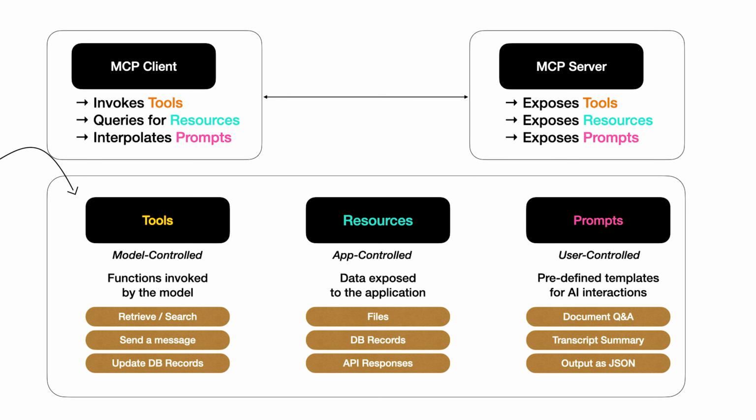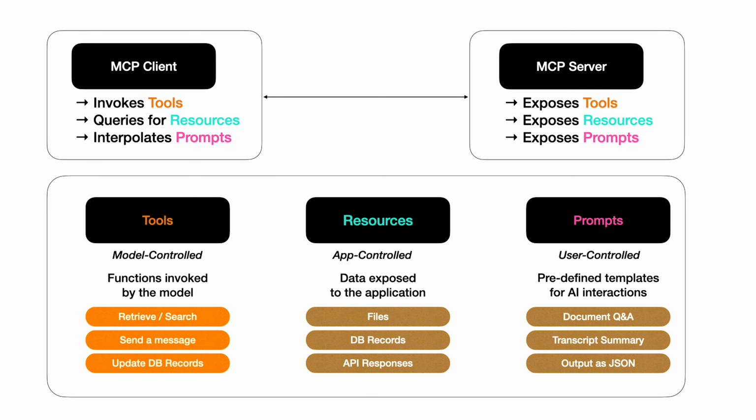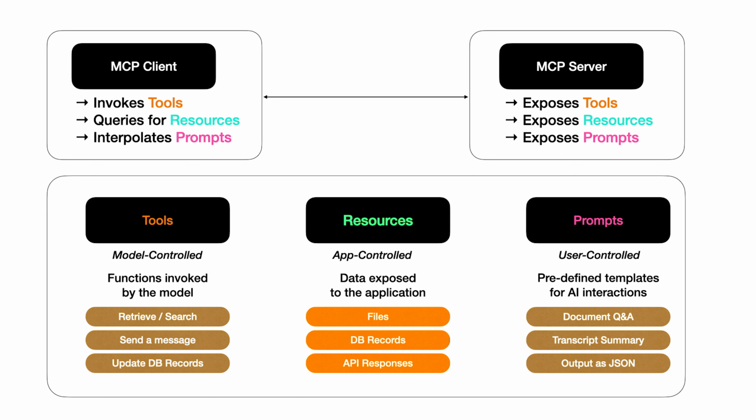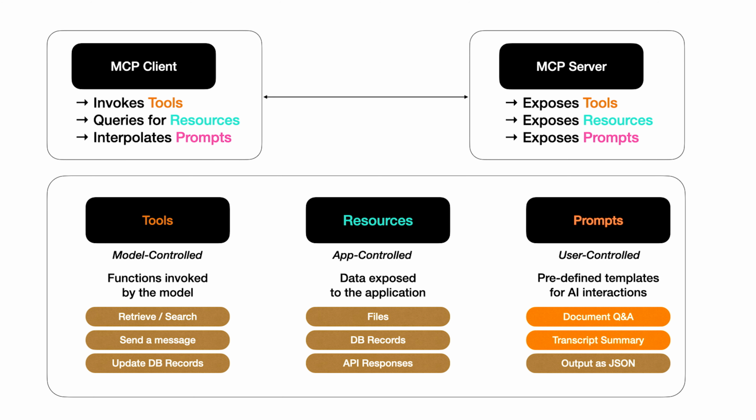Tools are basically called by LLMs to do actions like search, message, or update a DB record. Resources are basically data for application to access, like files, DB records, or API responses. Prompts are predefined templates for AI interactions, like document Q&A, transcript summary, or to output as JSON format.